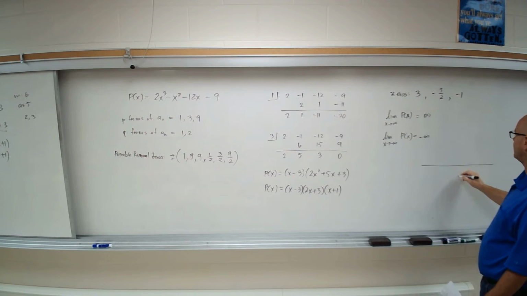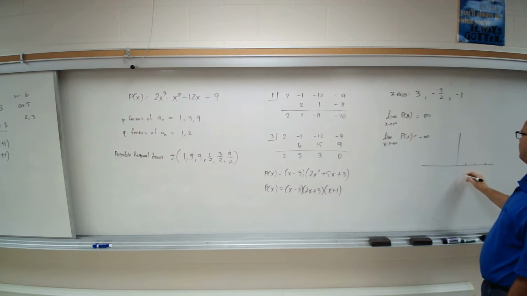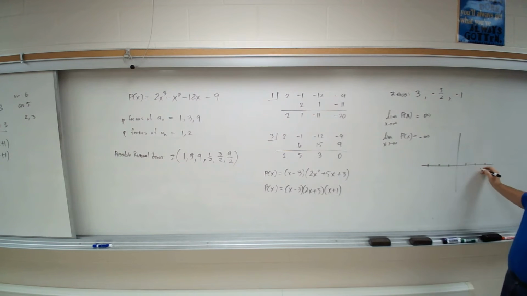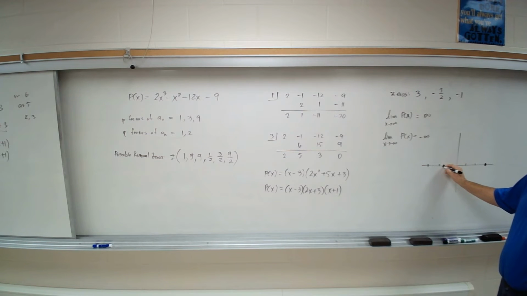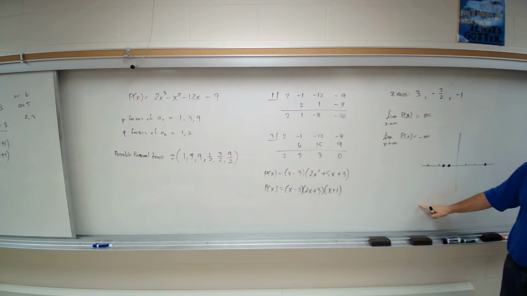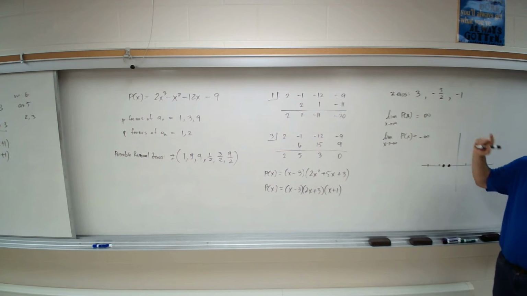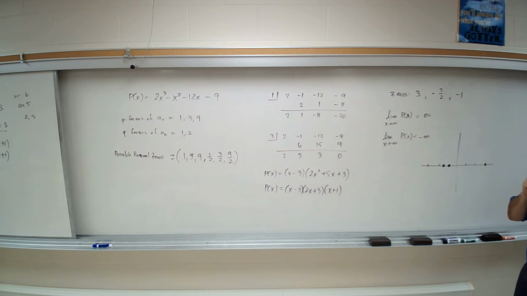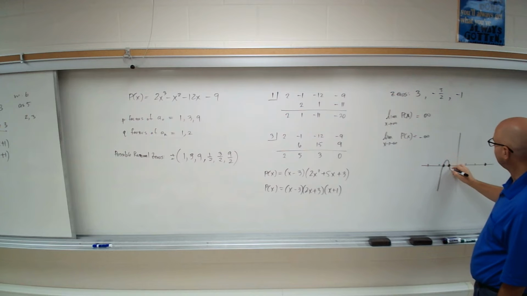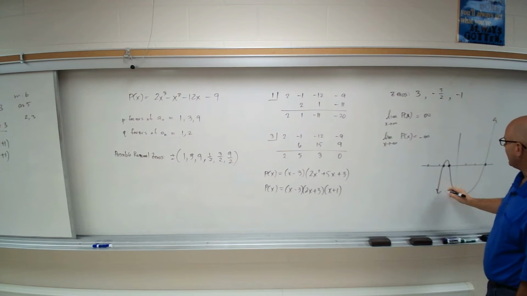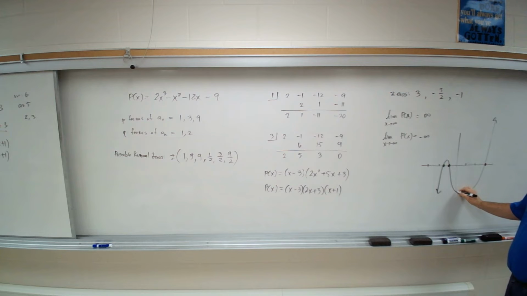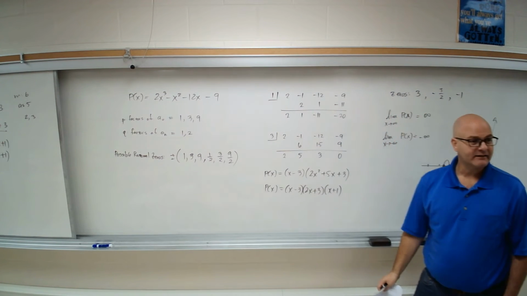So now in order to sketch this, we have these values. We have a 0 at 3, at negative 1, and at negative 3 halves. We know we're starting low. We're finishing high. Do we see any multiplicities here? No, there's no multiplicities, right? So we're going to get something like that would be good. If you wanted to note down here would be negative 9, because all the way back there are the constant terms.